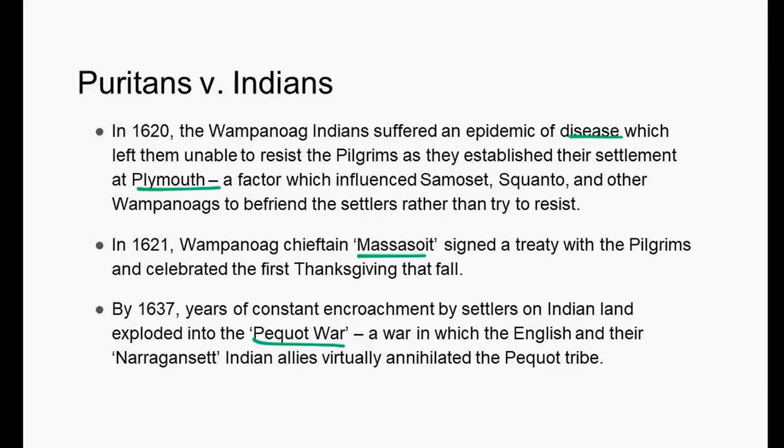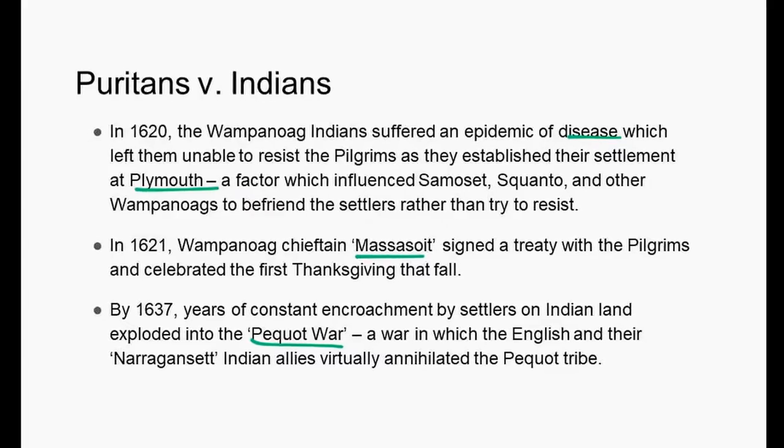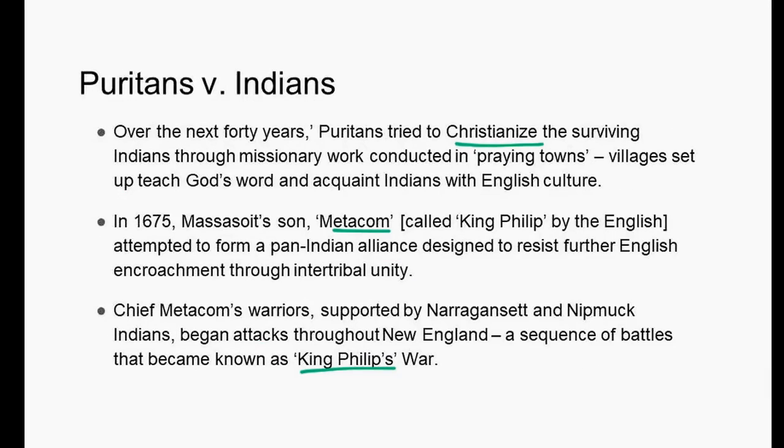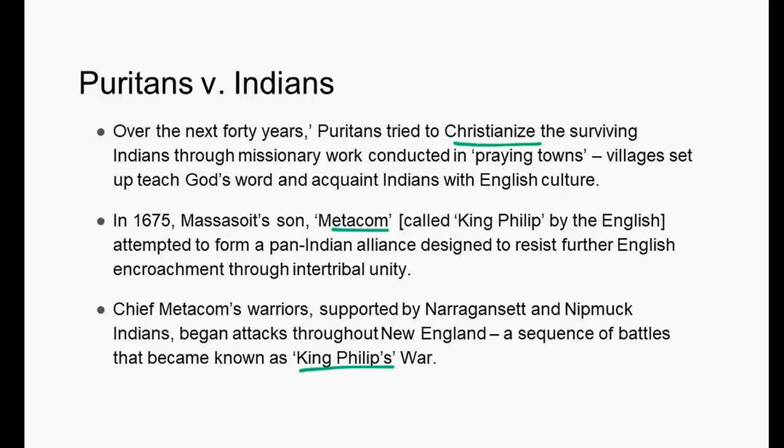By 1637, years of constant encroachment by settlers on Indian land exploded into the Pequot War, a war in which the English and their Narragansett Indian allies virtually annihilated the Pequot tribe. Over the next 40 years, Puritans tried to Christianize the surviving Indians through missionary work conducted in praying towns, which were villages set up to teach God's word and acquaint Indians with English culture.